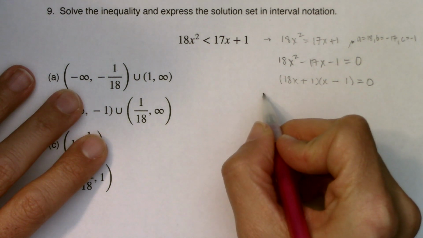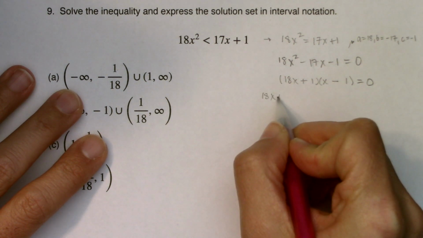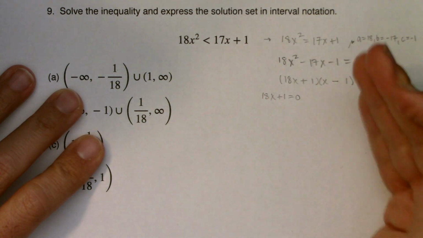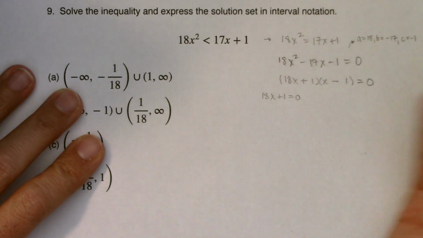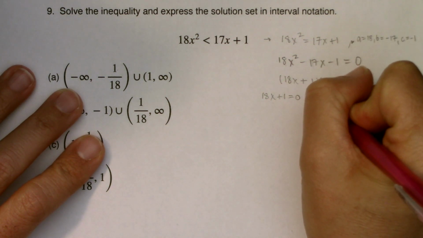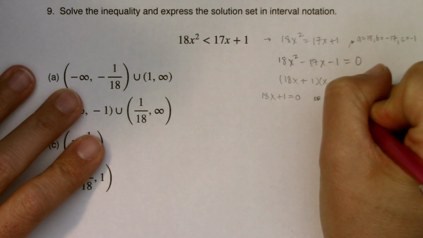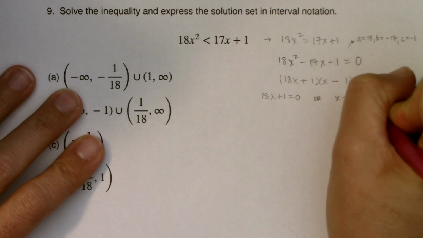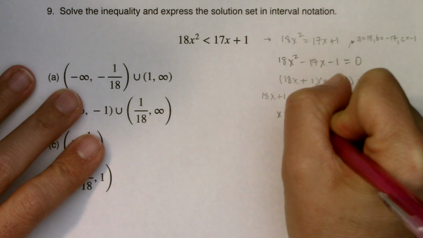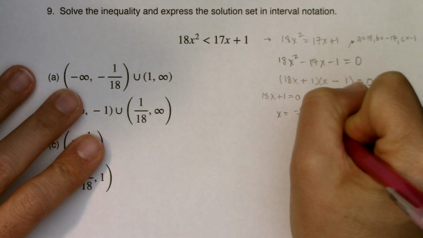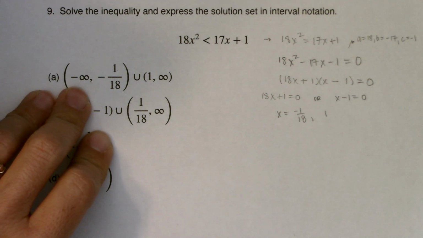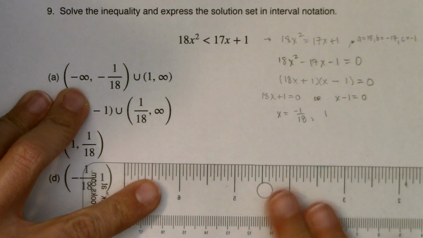I'm going to factor because I can. And I don't mean because I can in a braggy way. I mean because it's actually possible. Sometimes there are quadratic equations that you can't factor and you have to use the quadratic formula. But I'm going to get either 18x plus 1 is 0 or x minus 1 is 0. And when I solve both of those for x, I'm going to get x equaling negative 1 over 18 or x equaling 1. Those are going to be my two roots, and that's what I'm going to place on my sign pattern.